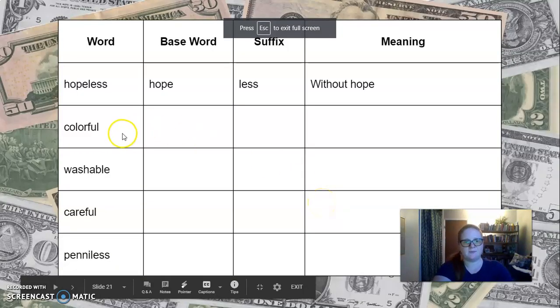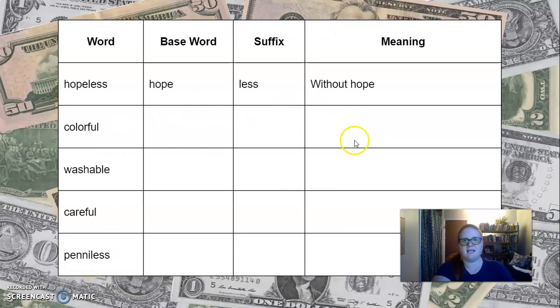So go ahead and complete the rest of these. Show me the base word, the suffix, and what you believe the meaning is based on what you know about the base word and the suffix. You could always go back to the previous slides and look at those and see, oh, do you know what? I forget what full means. Now, I always think of beautiful means full of beauty. So if this is colorful, what would that mean?